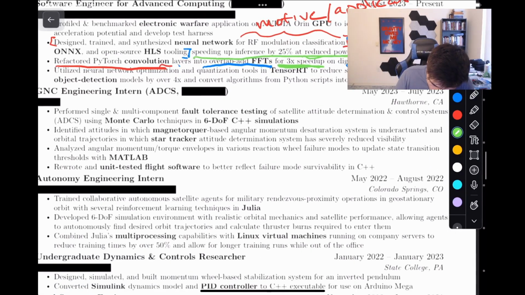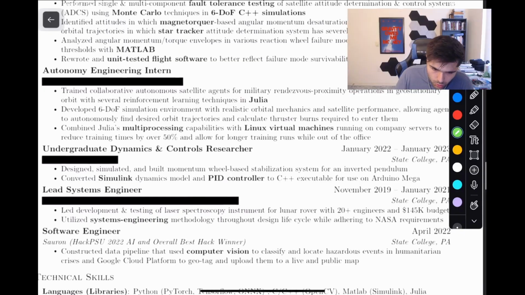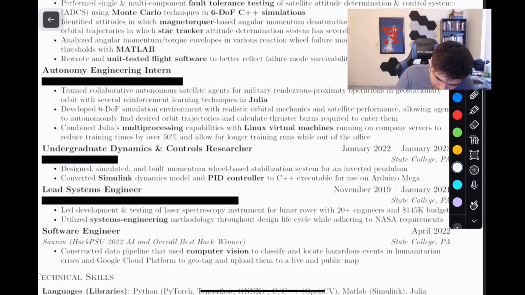Let's do a couple more. Here, how about this? God, I remember Julia. That was a weird language. Let's talk about this one next. Combined Julia's multi-processing capabilities with Linux virtual machines running on company servers to reduce training times by over 50% and allow for longer training runs while out of the office. So this is interesting, right?